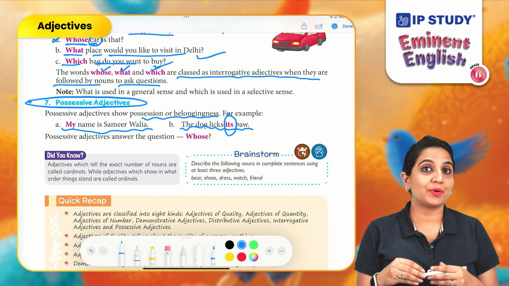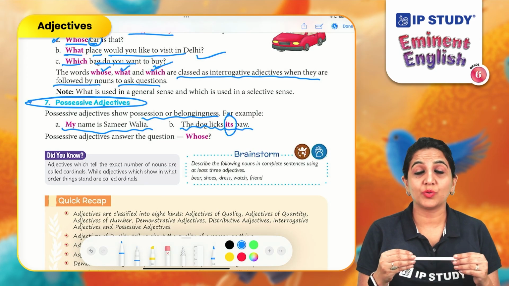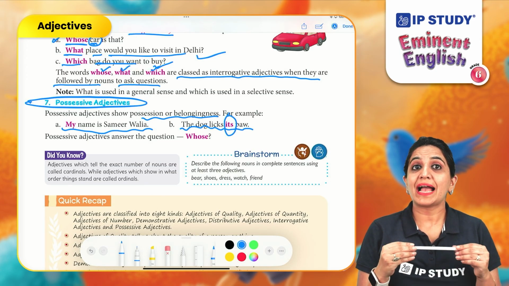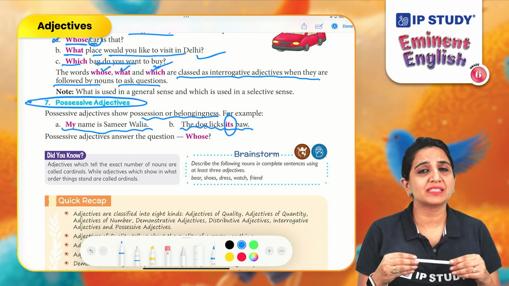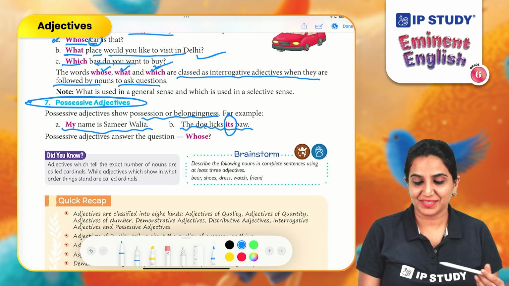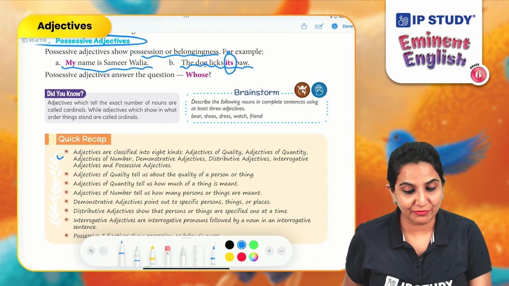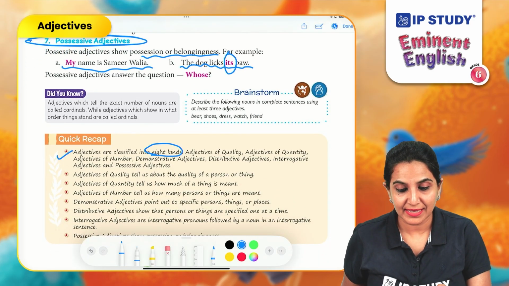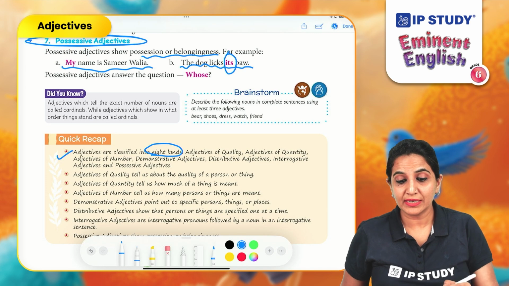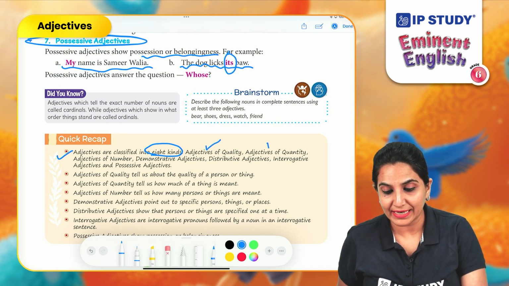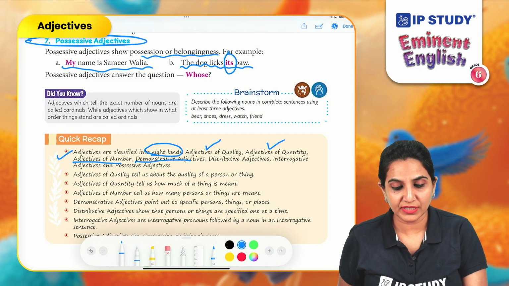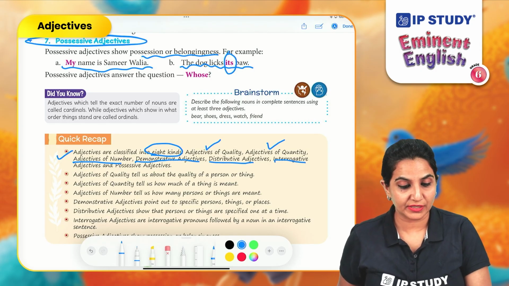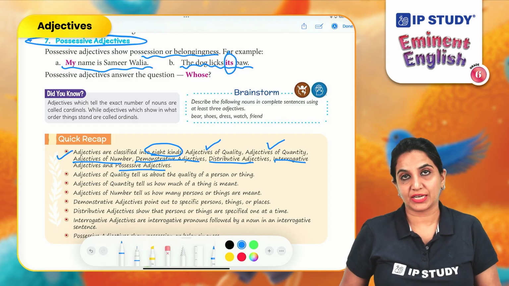Well, this was all about adjectives. Adjectives are those magical words which add more information to the nouns. They help us to describe the nouns. Adjectives are classified into kinds that we studied, which were adjectives of quality, adjectives of quantity, adjectives of number, demonstrative adjectives, distributive adjectives, interrogative adjectives, and possessive adjectives.